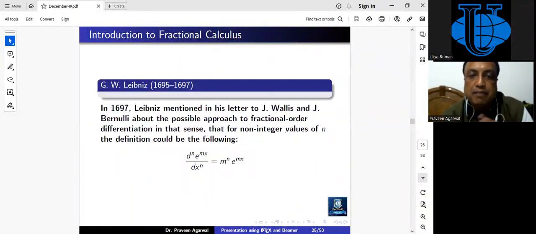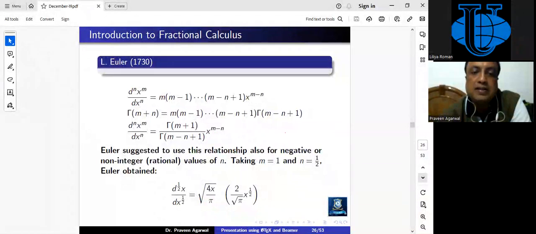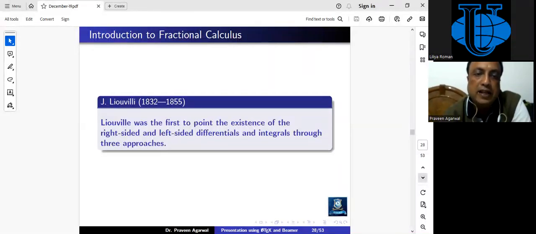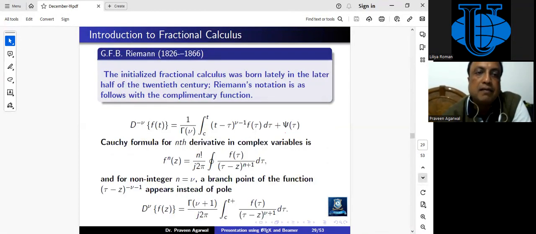So these are the pioneers who gave some contribution in the development of fractional calculus. One of the names is G.W. Leibniz in 1695 to 1697. Then L. Euler gave a very important contribution, but due to the time limit, I am not giving more information. Other contributors are J.B.J. Fourier, then J. Liouville, then Riemann in 1826 to 1866.